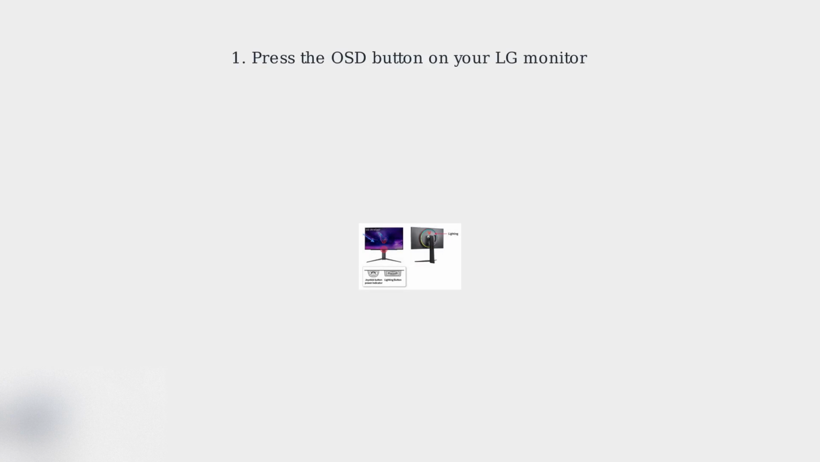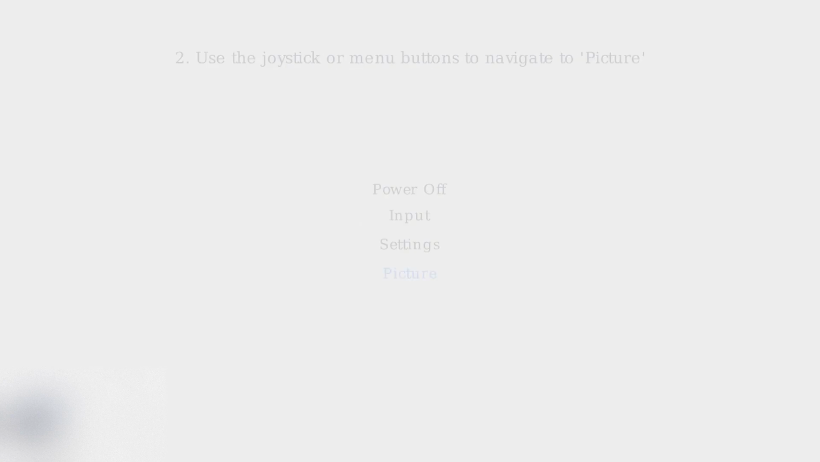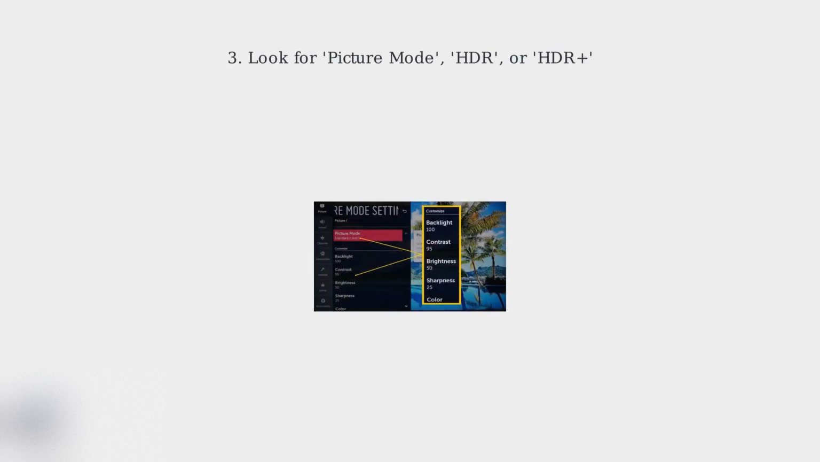Press the OSD button on your LG monitor. Use the joystick or menu buttons to navigate to Picture. Look for Picture Mode, HDR. Select Off or Disable HDR. The exact wording depends on your model. Confirm the change and exit the OSD menu.